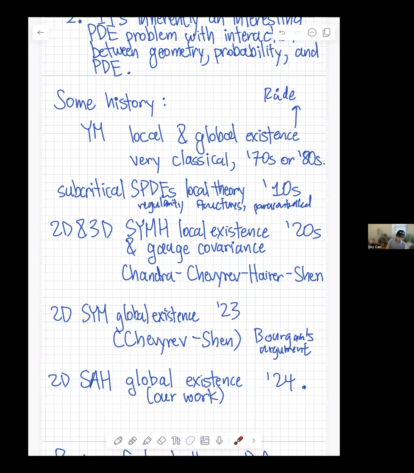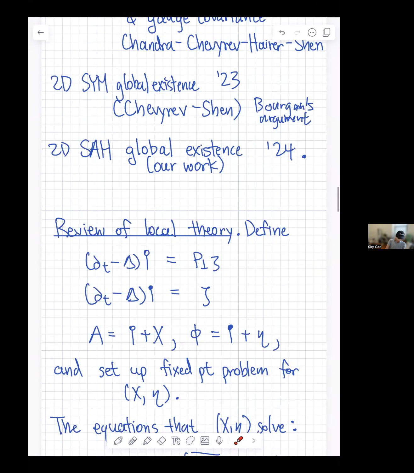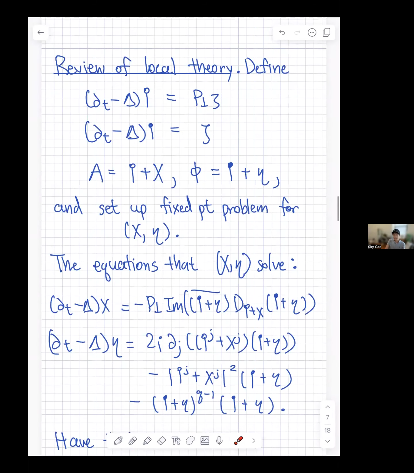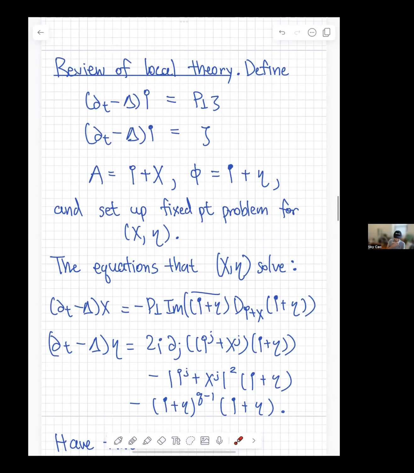Yeah, okay, so before I get into how we do the global theory, I want to review very quickly how you do the local theory, because the basic setup does enter. So let's review in 2 slides how you do local theory for stochastic Abelian-Higgs. What you always do in these singular SPDEs is you isolate out the linear part, the solution to the linear equation, which gets your noises, your stochastic forcings. And then you write your full solution A and phi as the linear parts plus a nonlinear remainder. So that's what I'm writing here.